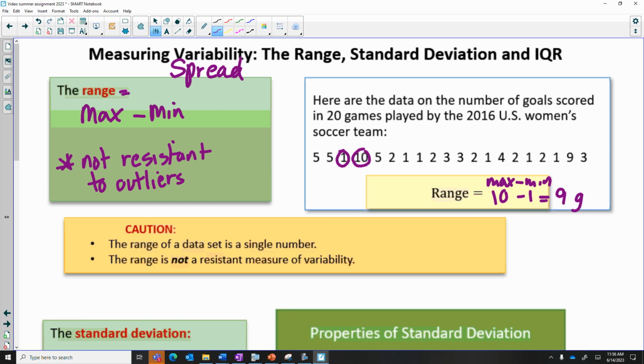So the range of the number of goals scored by the women that year for the U.S. women's soccer team is 9 goals per game. But because that range incorporated that outlier game of 10, it is not a resistant measure of spread.